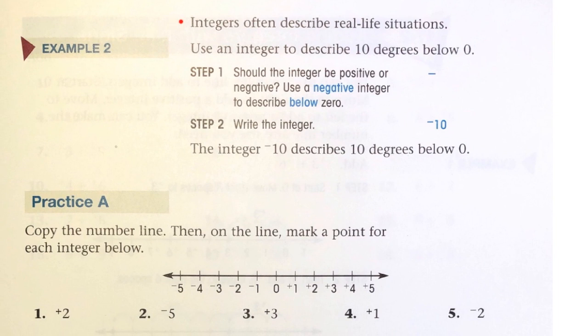Example 2. Integers often describe real-life situations. Use an integer to describe 10 degrees below 0. Step 1. Should the integer be positive or negative? Well, let's use a negative integer to describe something below 0. Write the integer as negative 10. So negative 10 describes 10 degrees below 0.